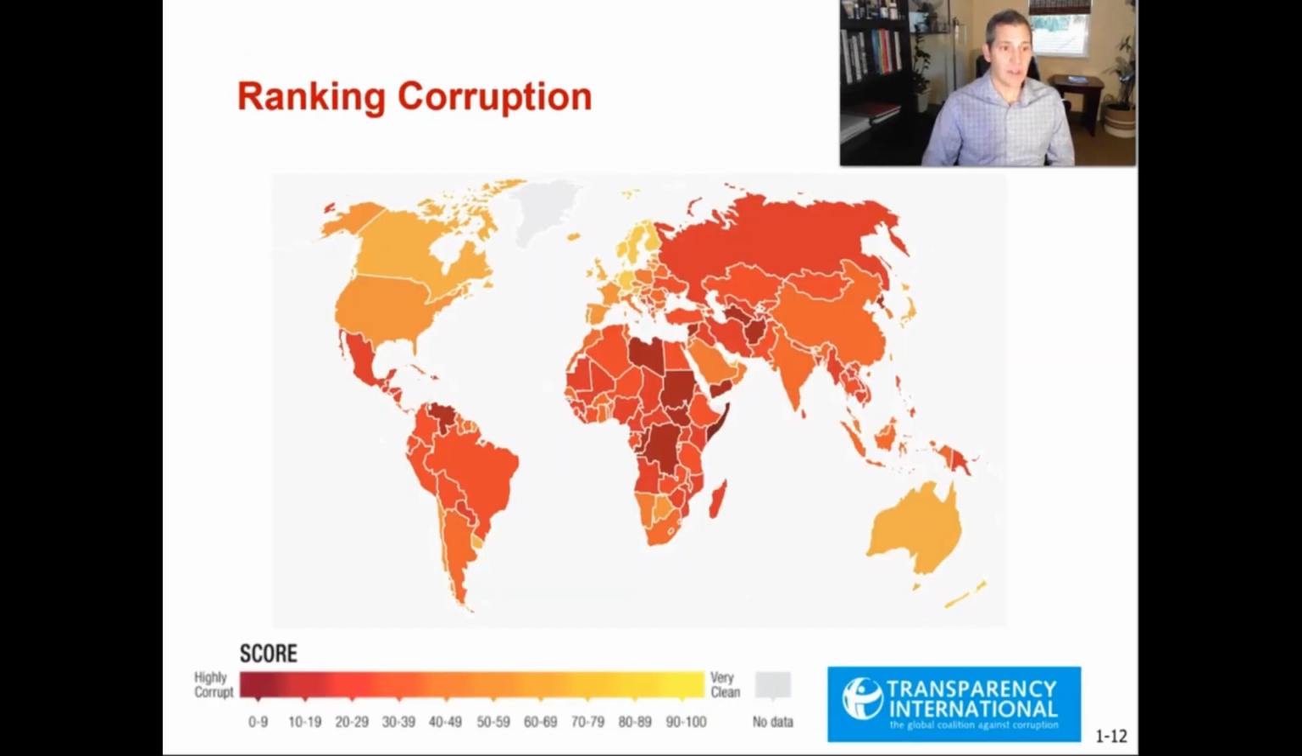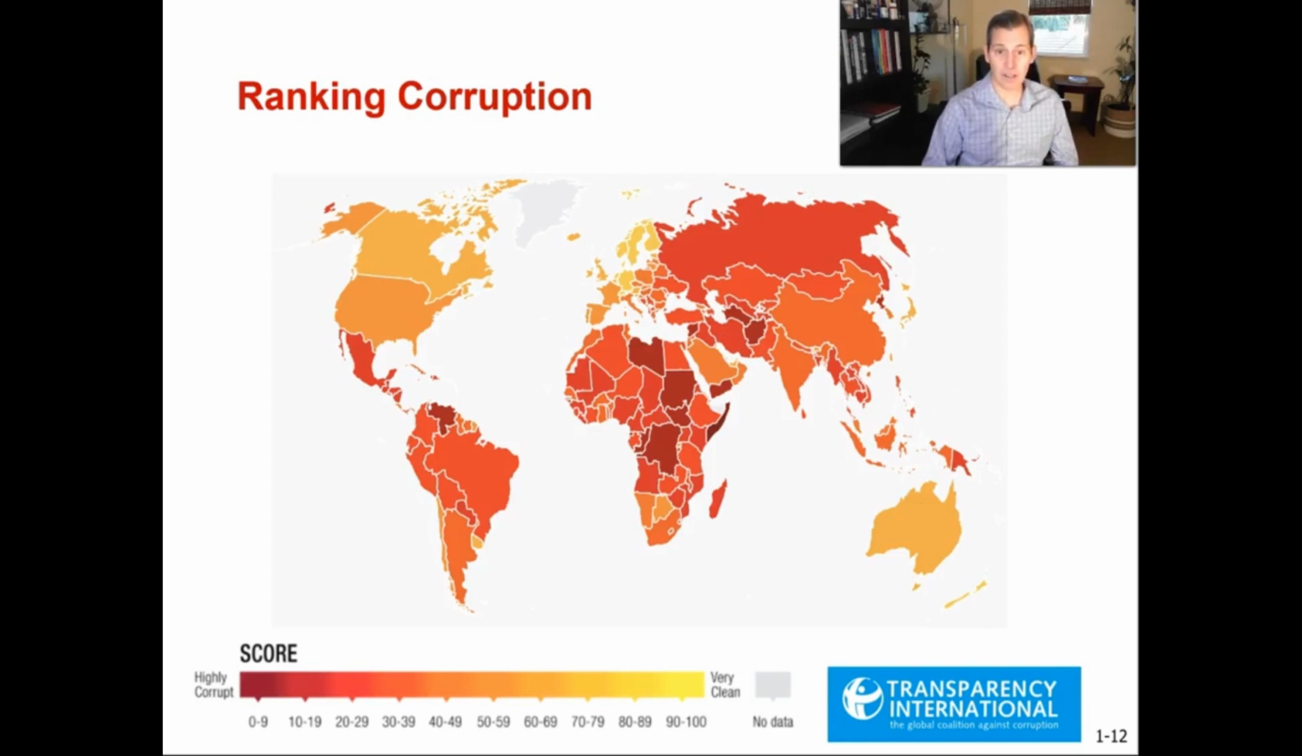This is a chart that I like to pull. This is from Transparency International. They rank every country. I think there's 175 of them on a score of 1 to 100. They update this every year. You can see that yellow is good and bright red is bad. So you can see Somalia, North Korea. Some of these countries are pretty corrupt.